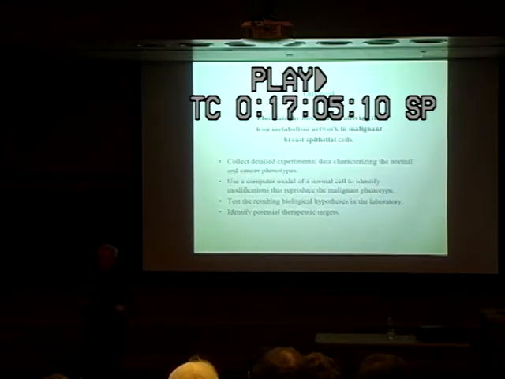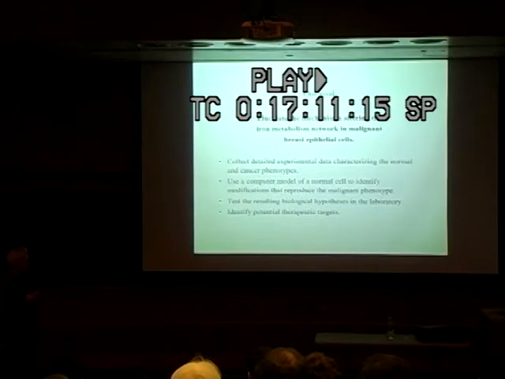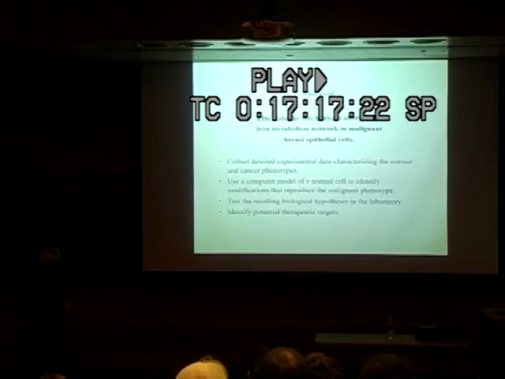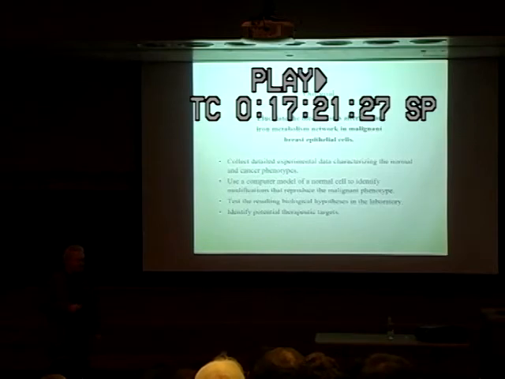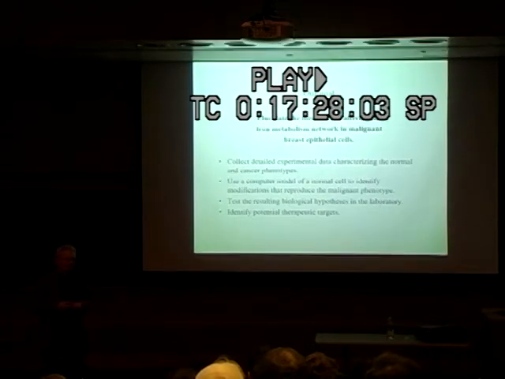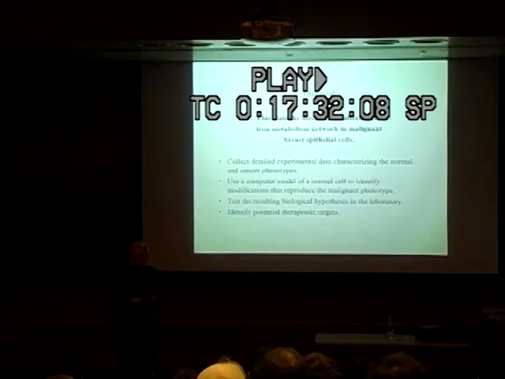So do a bunch of measurements, measure proteins that are involved, measure metabolites that are involved, to just have a basic inventory of what the two phenotypes look like. Then you build a computer model of a normal cell. Okay, so it's a model that I will calibrate to the phenotype of a normal cell. So then this model will not fit the malignant phenotype.